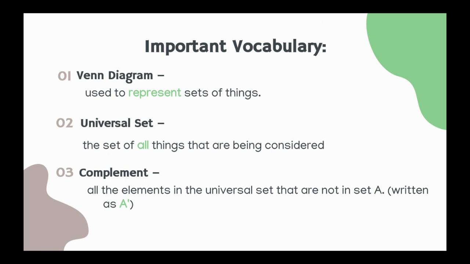The complement is all of the elements in the universe that are not in the set given. So for example, the complement of A would be written A apostrophe, and that means everything that is not in A. Everything that's in the universe that is not part of set A, okay? We'll talk about complement a little bit more so you get kind of familiar with it.